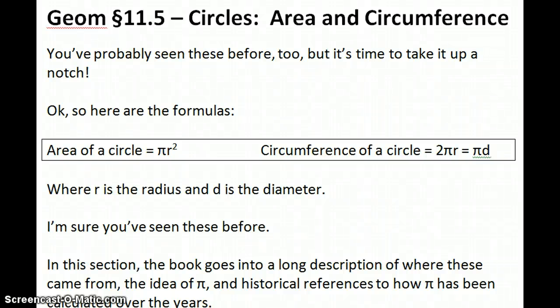All right, 11.5, area and circumference of circles. I'm sure this is something you've seen before. Here's what the area of a circle formula looks like. Here's what the circumference formula looks like for a circle. Again, you've seen those before.